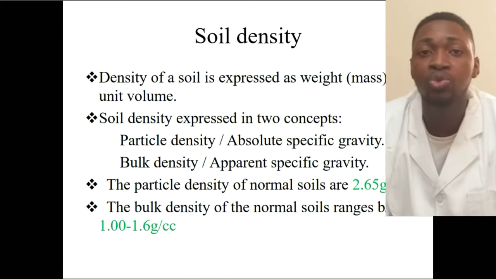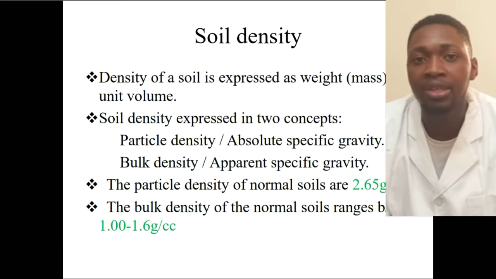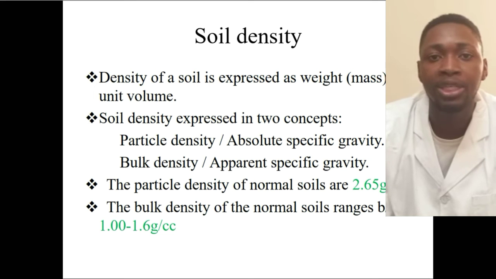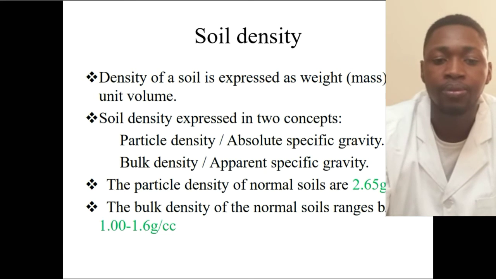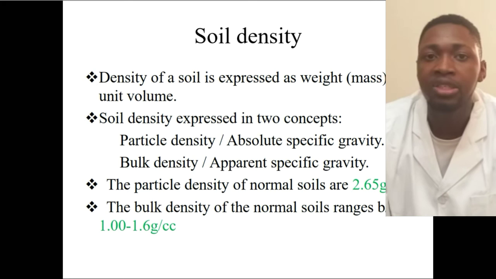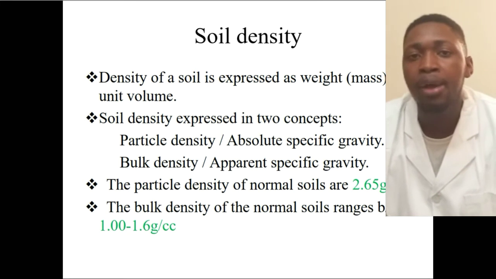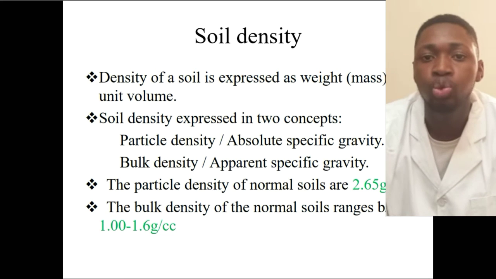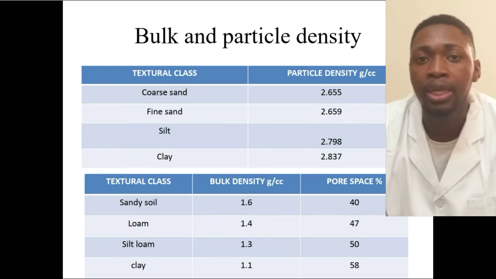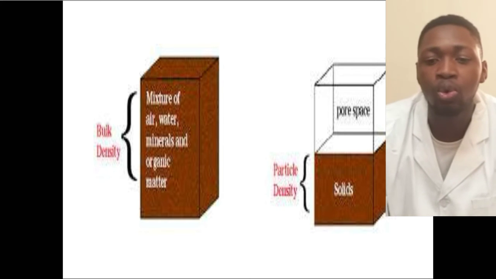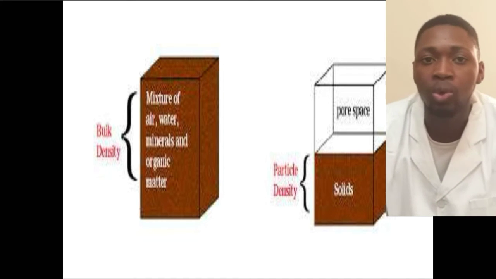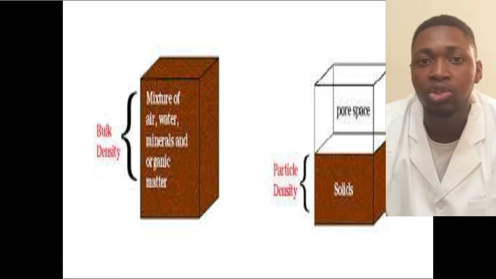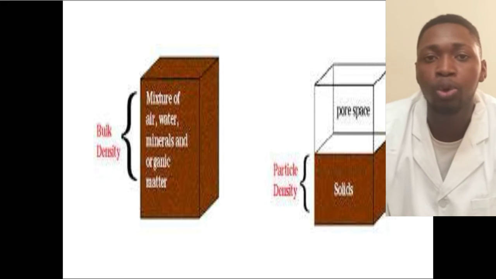When we are talking about soil density, it is categorized into two main concepts, which are bulk density and particle density. Bulk density is a mixture of air, water, minerals, and organic matter. This brings attention to soil composition. And particle density consists of pore space and solids, which gives attention to soil porosity. So let's quickly move on to soil porosity.